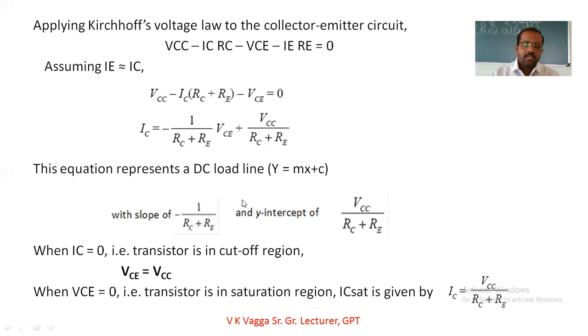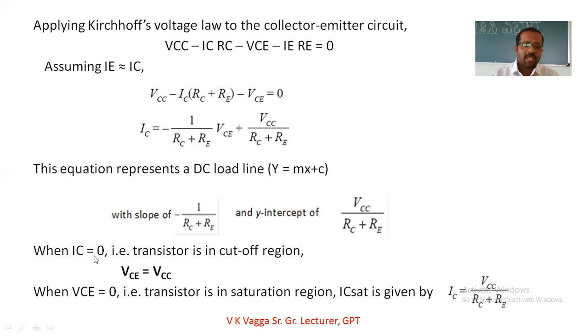If you compare, M is called the slope here. So the slope is equal to minus 1 divided by (RC plus RE). And C is the Y intercept, which is equal to VCC divided by (RC plus RE). I think you have understood. In this way, the slope and the intercept have been obtained.